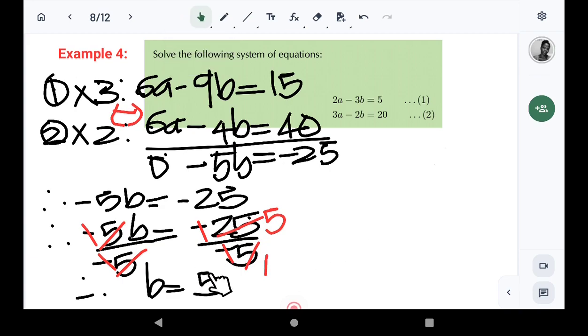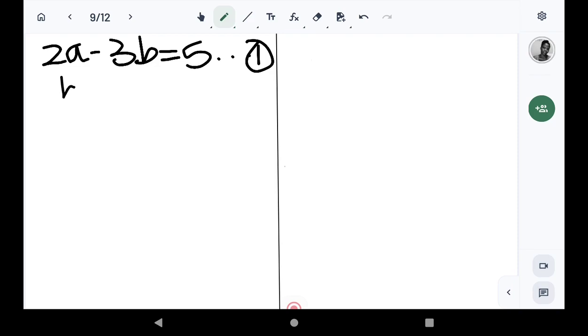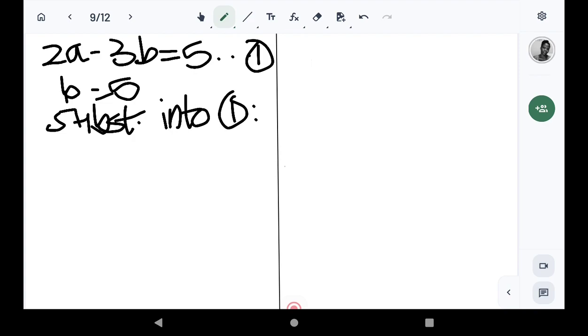How do we figure out what a is? We're using the process of elimination. That means we substitute our b back into any of these equations. Now we choose the simplest one, which is the first one. So we'll now substitute b equals to 5 into 2a minus 3b equals to 5. That's equation 1, and your b is equals to 5. That's what we substitute, into 1. You can substitute into 2 if you want to.